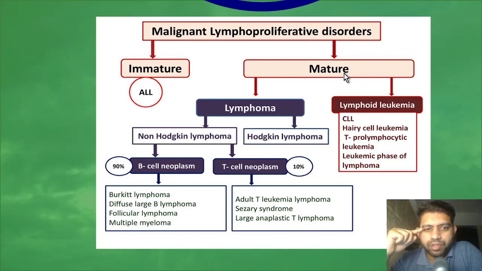Now here we'll have a doubt: what is the difference between the terms leukemia and lymphoma? In simple terms, leukemia means something affecting blood and bone marrow, and lymphoma means something affecting lymph nodes and spleen, etc.